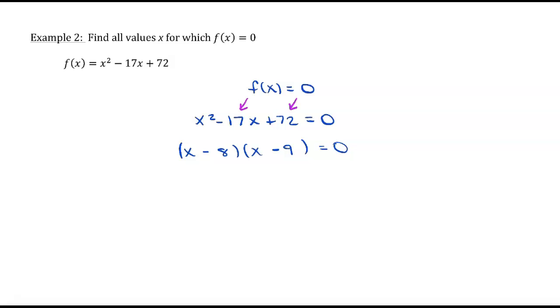Now that we've factored this quadratic expression, we can set each factor equal to 0. If x minus 8 is equal to 0, then x must be equal to positive 8. And if x minus 9 is equal to 0, then x must be equal to positive 9. So the two values of x for which f of x is equal to 0 are positive 8 and positive 9. Let's take a look at example 3.